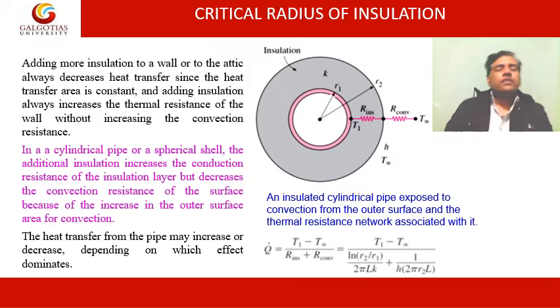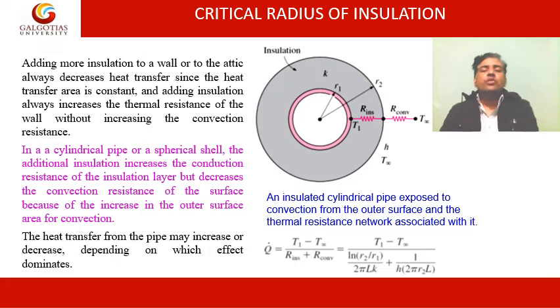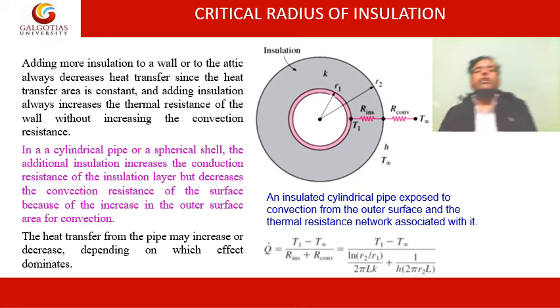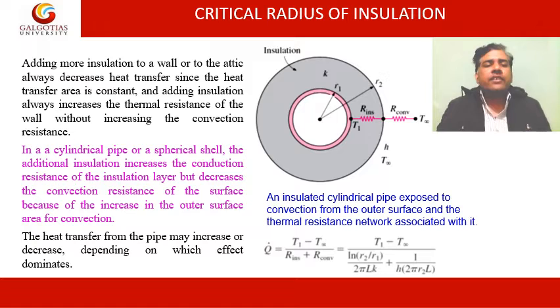The critical radius of insulation. This is one of the most important topics of interest for the engineer, where we have to calculate the required or critical radius of insulation. Adding insulation to a wall or to the attic always decreases heat transfer, since the heat transfer area is constant, and adding insulation always increases the thermal resistance of the wall without increasing the convection resistance.